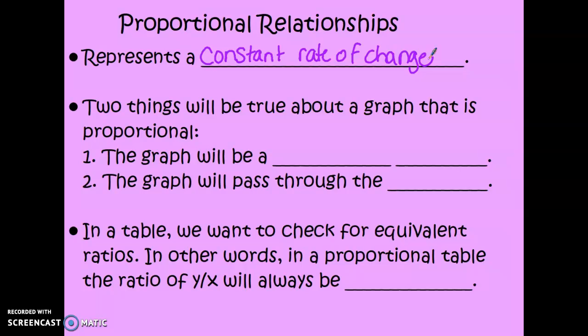All right, so two things will always be true about a graph that is proportional. We've already talked about this. So the graph will be a straight line. You guys remember that word linear. Okay, and the graph will pass through the origin.